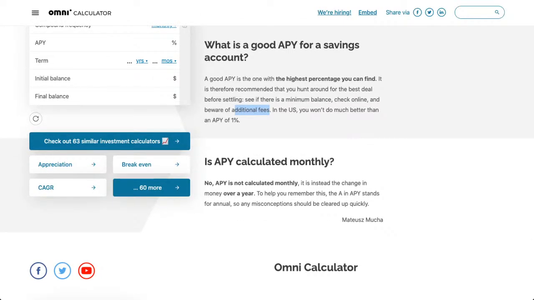So is APY calculated monthly? No, APY is not calculated monthly. It is instead a change in money over a year. To help you remember this, the A in APY stands for annual, so any misconceptions should be cleared up quickly.